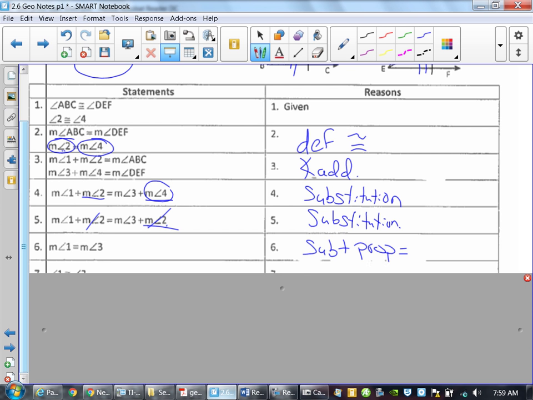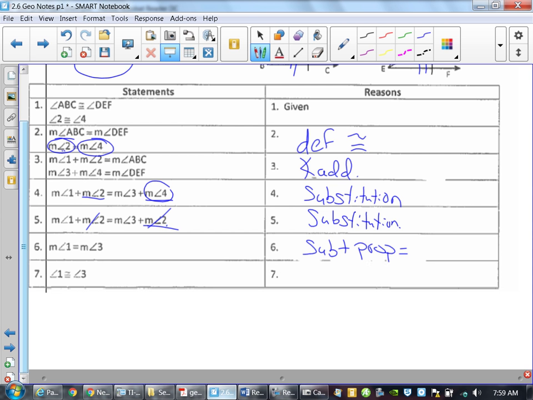And then lastly, they flip from equality to congruency by using the definition of congruency. That's how these things interrelate with one another. They just change themselves out.